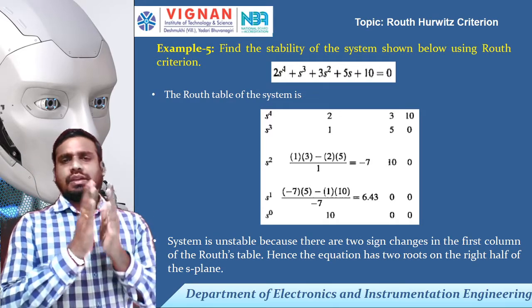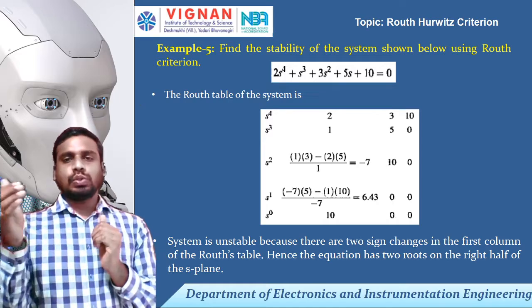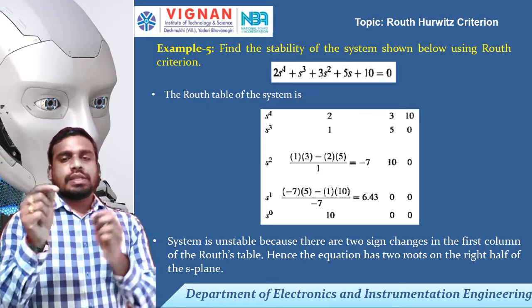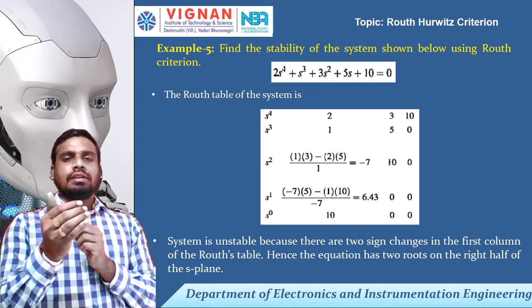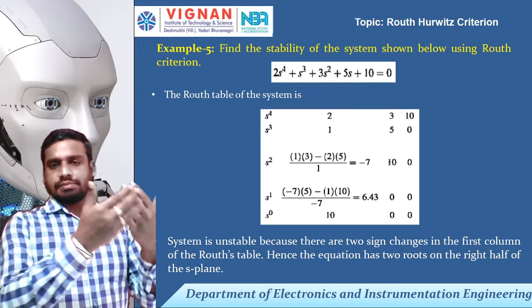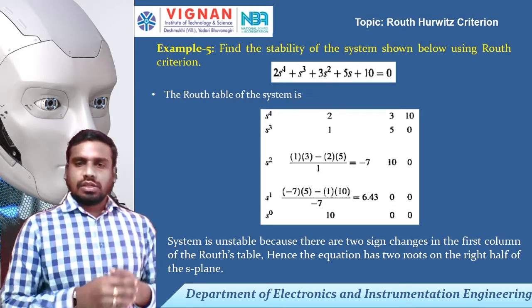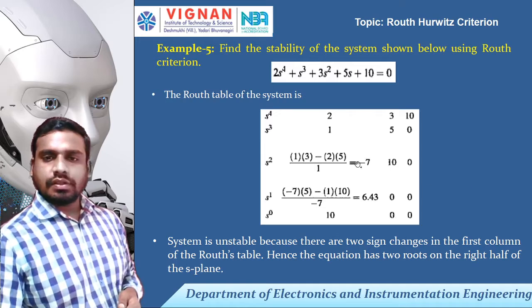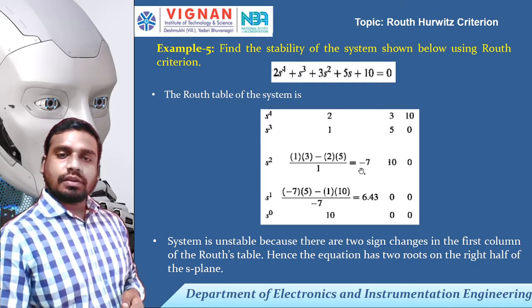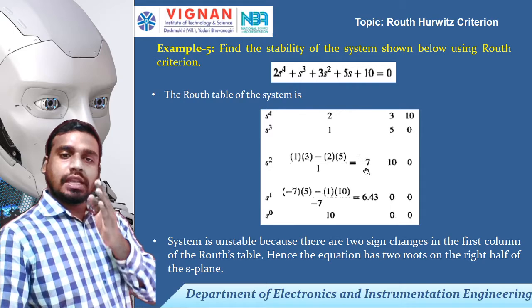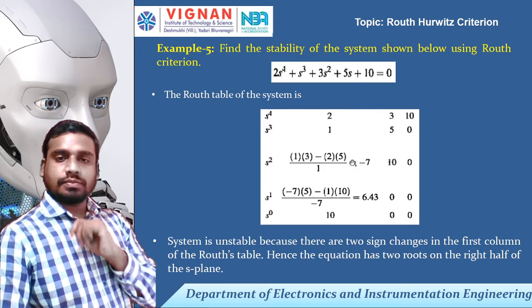So as simple as that, we can just construct the table from the first two rows by using the characteristic equation. Then follow the procedure as mentioned before, right? So here also, if you observe, minus 7 we got as the first column element. We got one negative term.